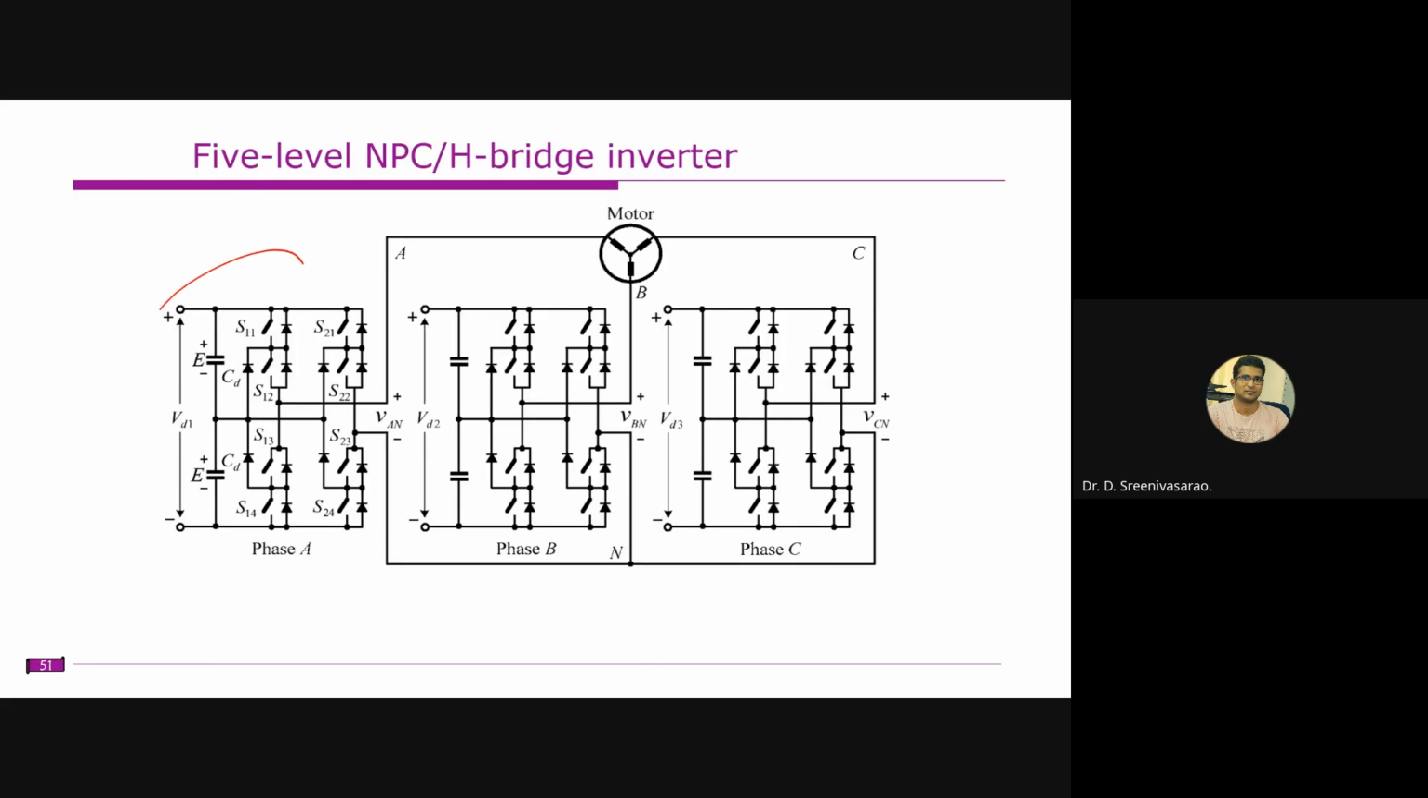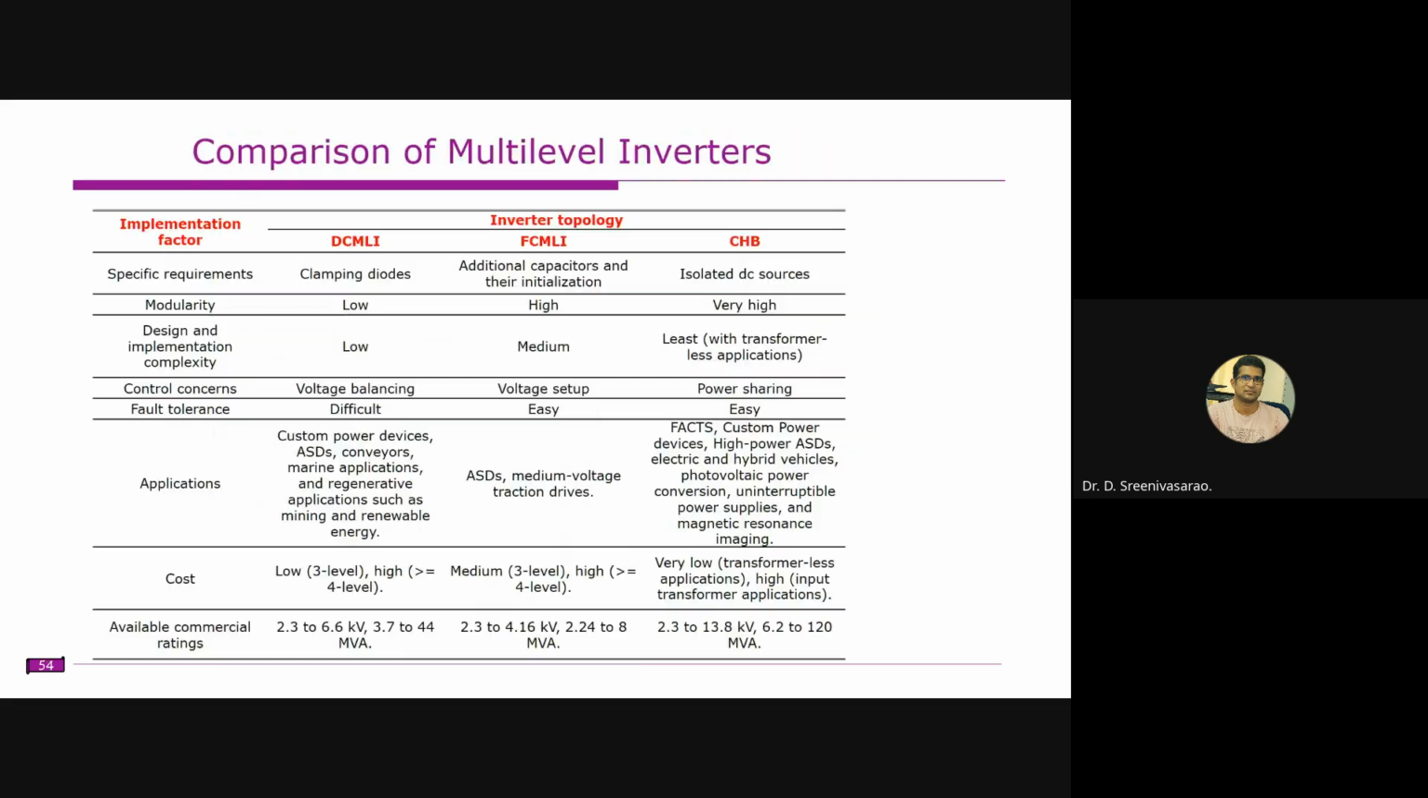So this one is the hybridization. That means the cascade H-bridge. Inside that we have the diode clamped inverters. But it looks like a cascade H-bridge. This is some hybridization technique. Okay. So this is the summary here.